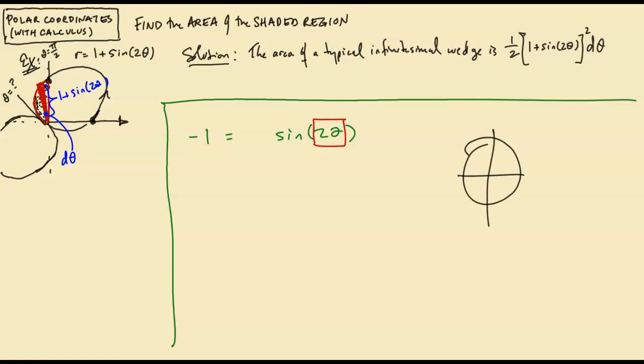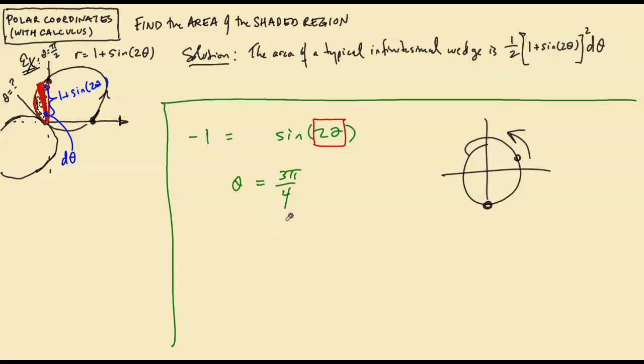Think of the unit circle. Think of the definition of sine. As I have this point moving around, the sine is the second coordinate, the y coordinate. When is that minus 1? Only when that point is down here at 3 pi over 2. So the stuff in my red box has to be 3 pi over 2. But the stuff in the red box is 2 theta, so that means theta has to be 3 pi over 4.